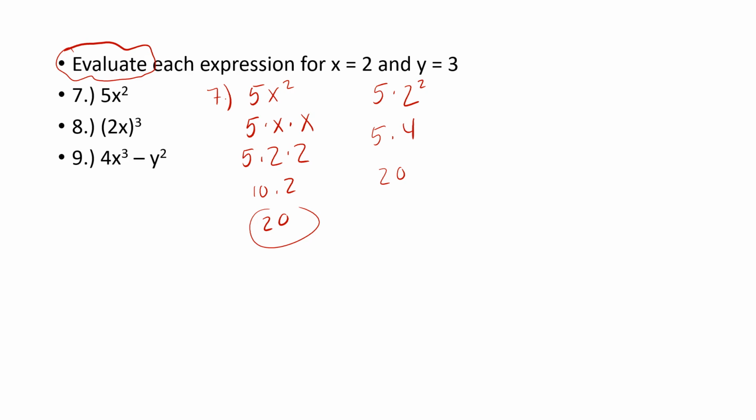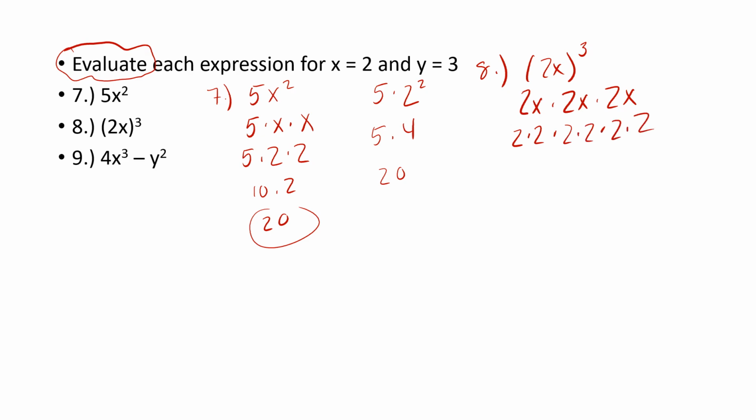Okay, so for number 8, we have 2x all cubed, and you'll notice that I put the word all in there. That indicates that there is parentheses. And so this is 2x times 2x times 2x. So now let's go ahead and put in that x is equal to 2. So we have 2 times 2 times 2 times 2 times 2 times 2. That's a lot of 2's. 1, 2, 3, 4, 5, 6. So 2 to the 6th power is 64.